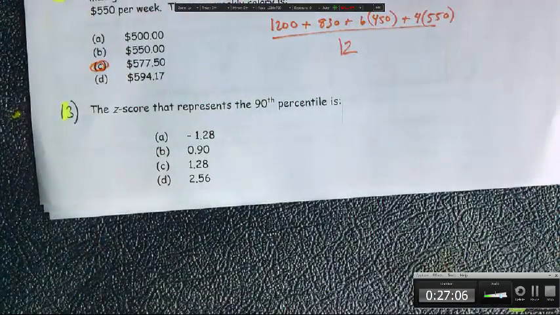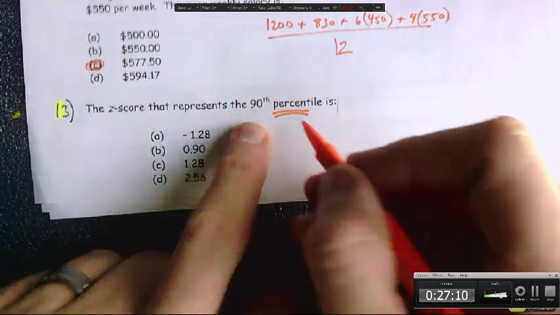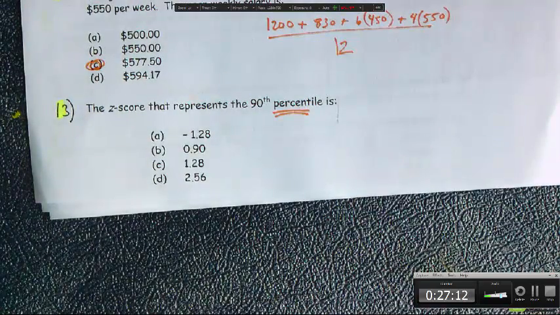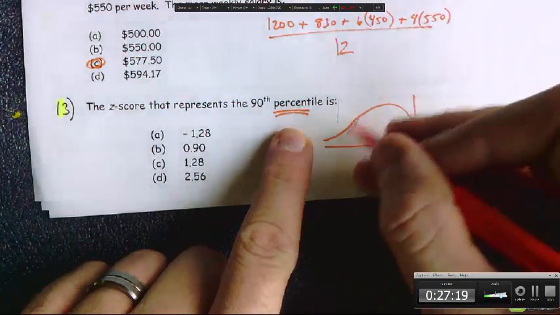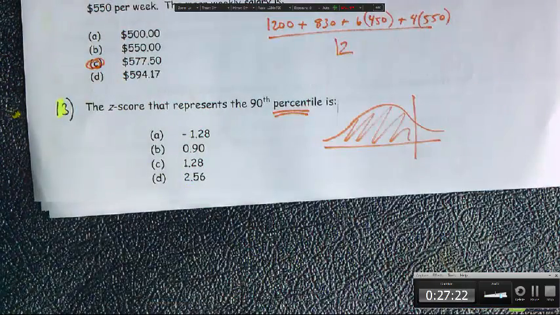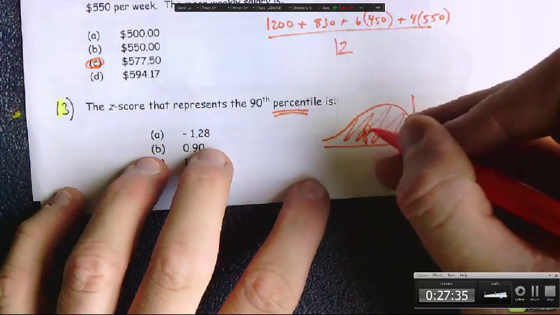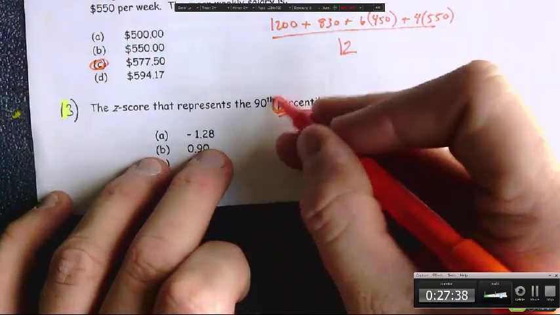The z-score that represents the 90th percentile is blank. You have to know how percentiles work. Percentile is the percent of people that you did better than. So being in the 90th percentile means that 90% of the people are below you, right? If it said Q1, how much is below Q1? 25. The median, how much is below the median? 50, and how much is below Q3? 75. So, the p-value is 0.9. Keyword, percentiles are for the p.